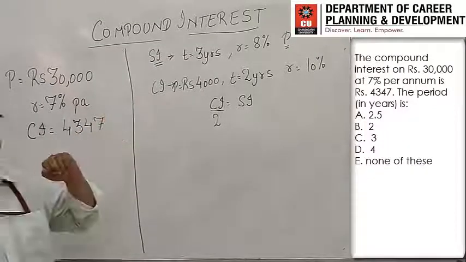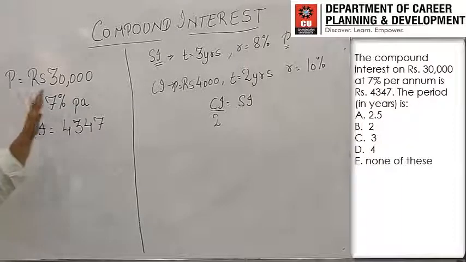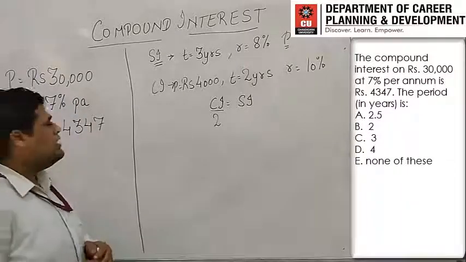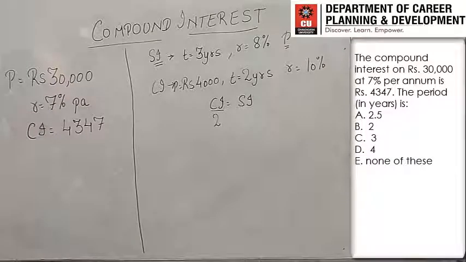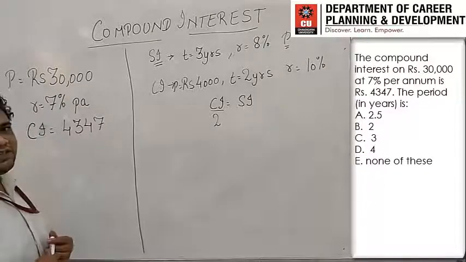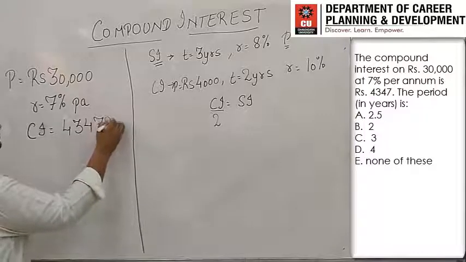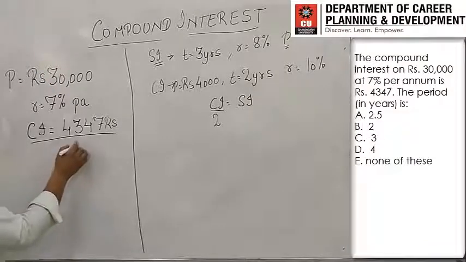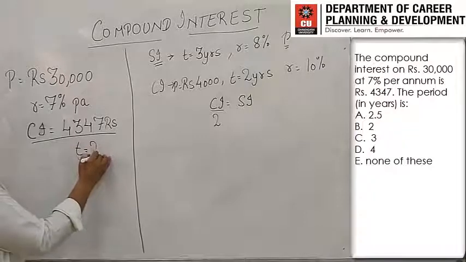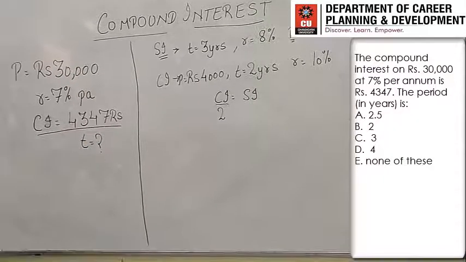First question is given to you. Here it is given that principal is rupees 30,000. The rate given to us is 7% per annum. And compound interest given to us is rupees 4347. You have to find the time in which this much compound interest will be calculated.